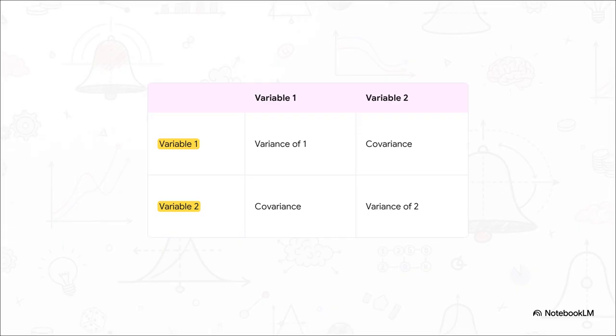Easy enough. But the magic, the real story, is in the off-diagonal numbers. These are the covariances. They tell us how the variables tend to move together. For instance, we know height and weight are positively correlated. As one goes up, the other tends to go up too. That relationship is captured right there in that number.